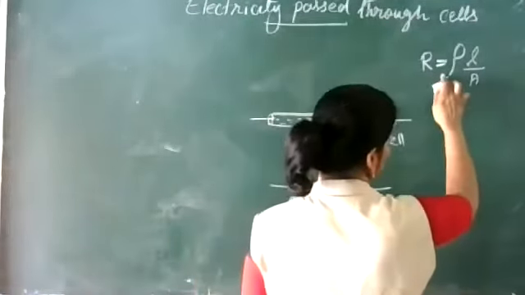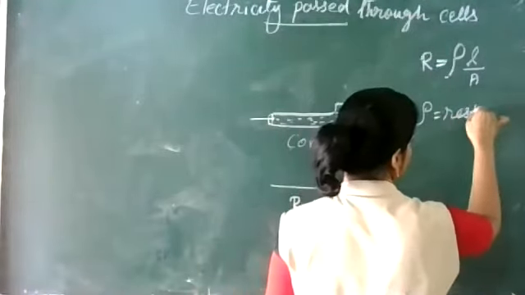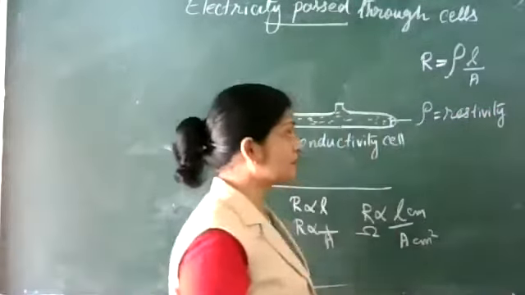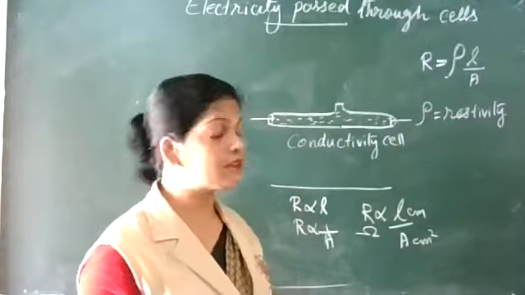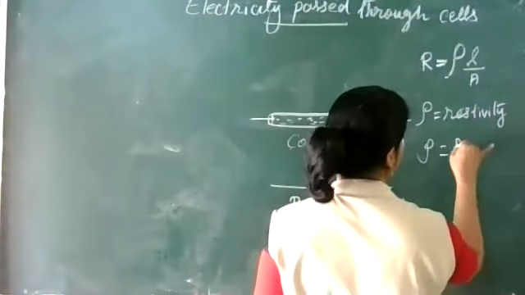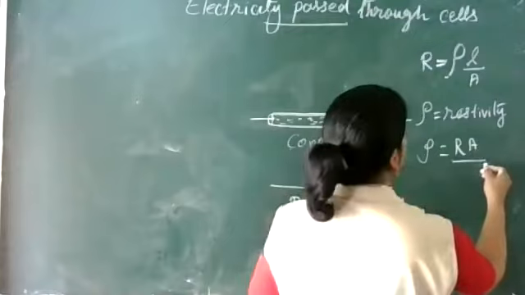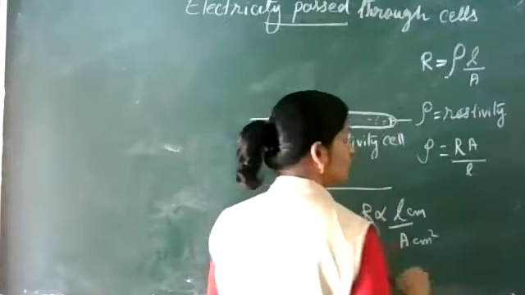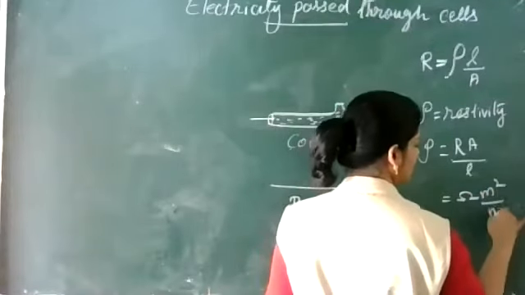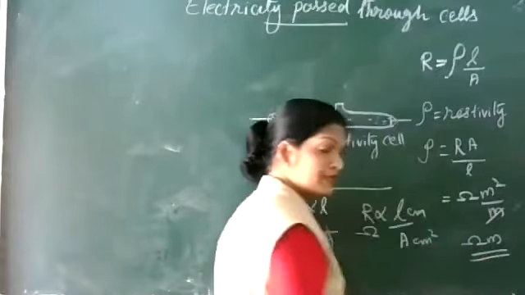Here, R is equal to rho L by A. Rho is the resistivity, or specific resistance. Rho is equal to RA upon L. What will be the unit? The unit is ohm meter square upon meter, which means ohm meter, or ohm centimeter.